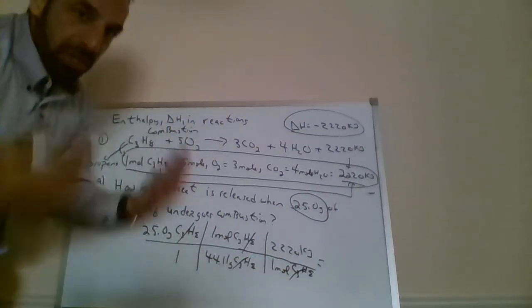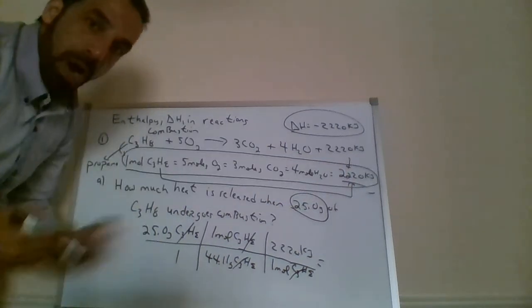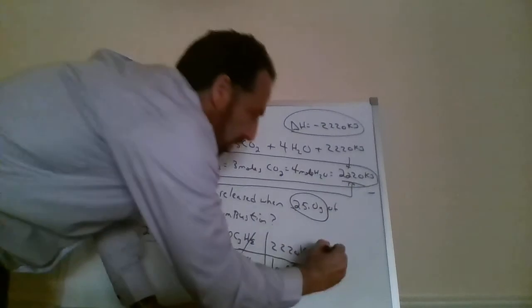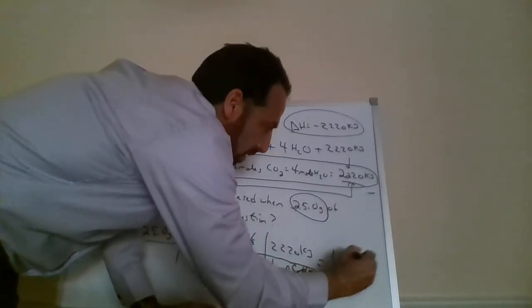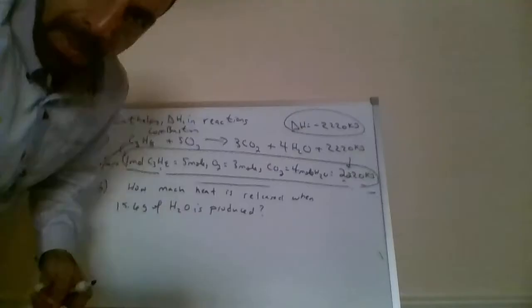So again, it's just a stoichiometry problem. The only difference is we're using energy as one of the products. If you do that, it's going to be 1,260 kilojoules of energy.